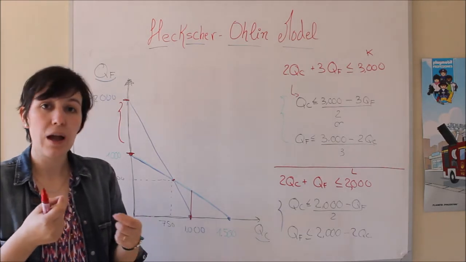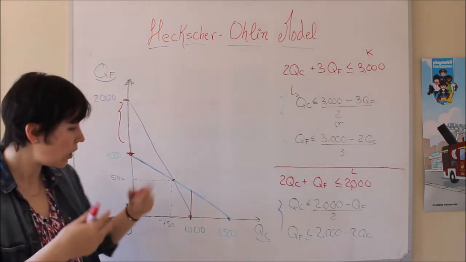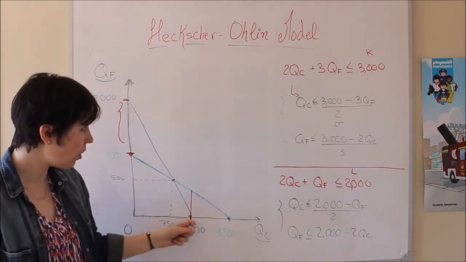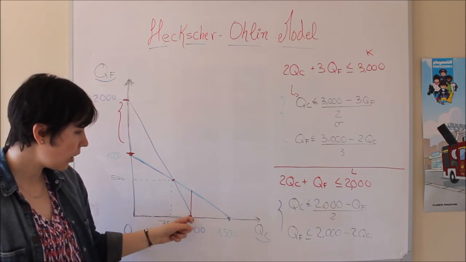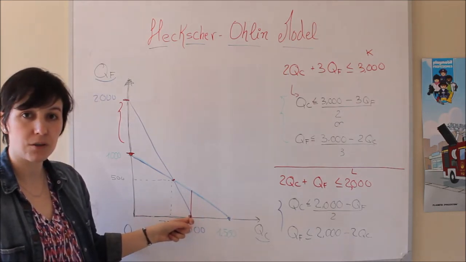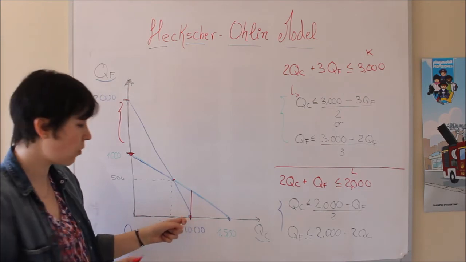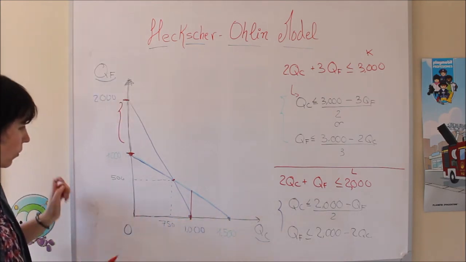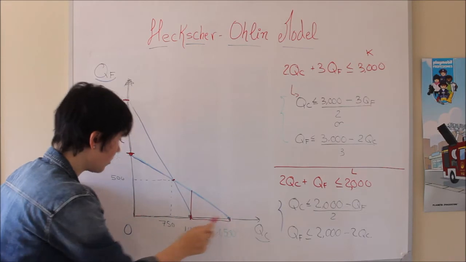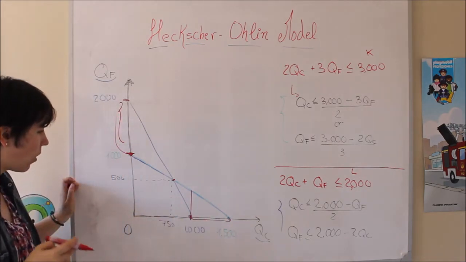So it doesn't matter if I have a lot of units of capital, if I have a sort of restriction in terms of labor. So all of this is not possible, okay? This quantity is not possible, this quantity is not possible.